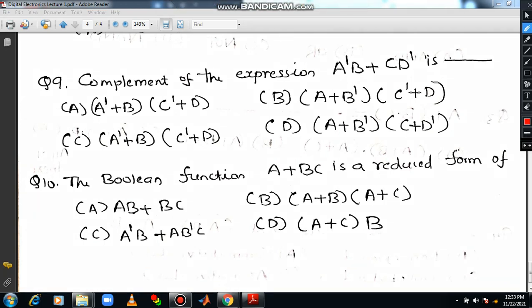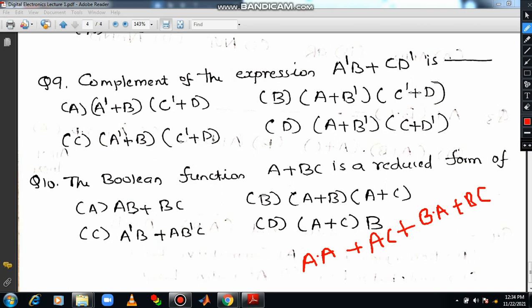Question number 10. The Boolean function A plus BC is a reduced form of which expression? From the question itself we can identify whether A is the right answer. If A, how can we write? B into A plus C. Okay, that is not the right answer. Then let us see option B. We can elaborate and apply the distribution law: A dot A plus A dot C plus B dot A plus B dot C.